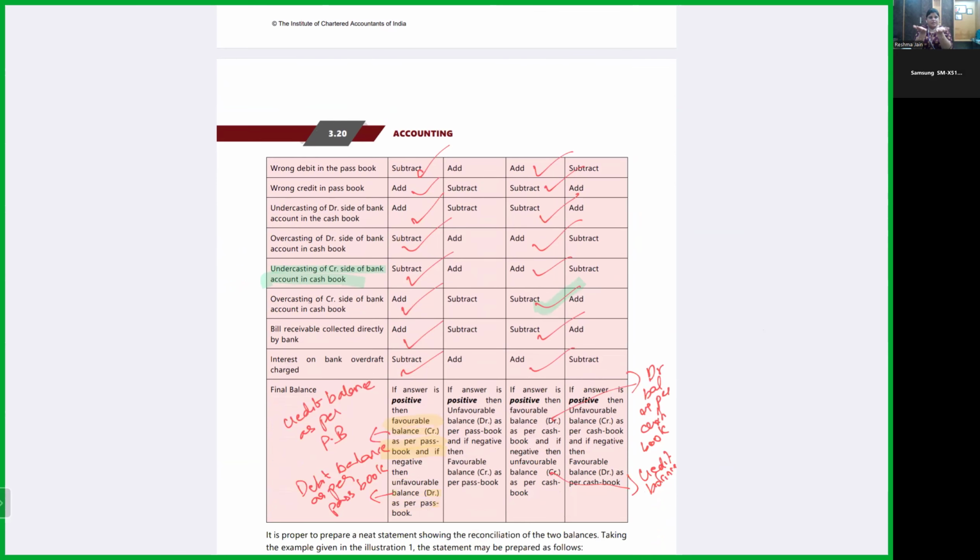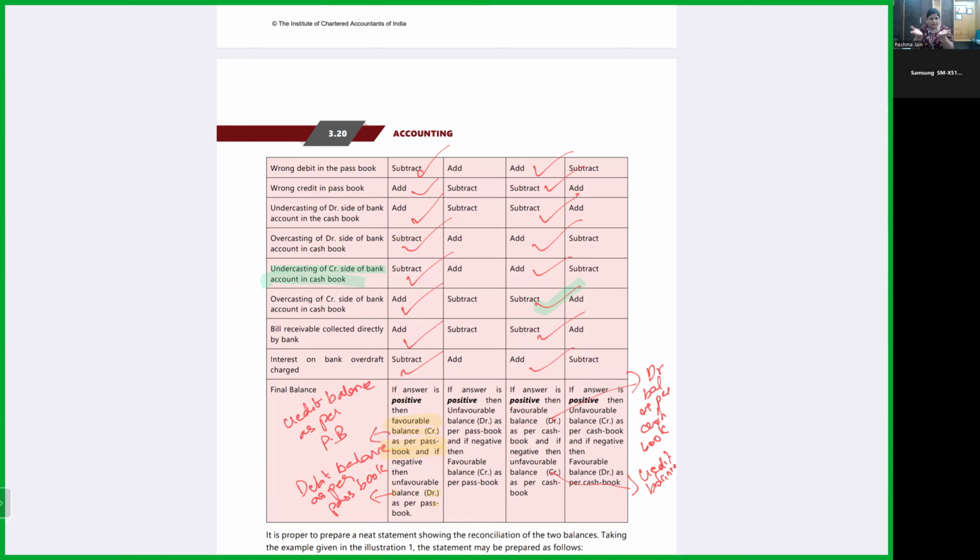Wrong debit in the passbook. Wrong debit in the passbook means wrong payment in the passbook, so add it. We are doing the third column. Wrong credit in the passbook means wrong receipt in the passbook, so you have to subtract it. Undercasting of the debit side of the bank account in the cash book: the receipt side is undercasted, which means receipt is less, so I have to subtract it.